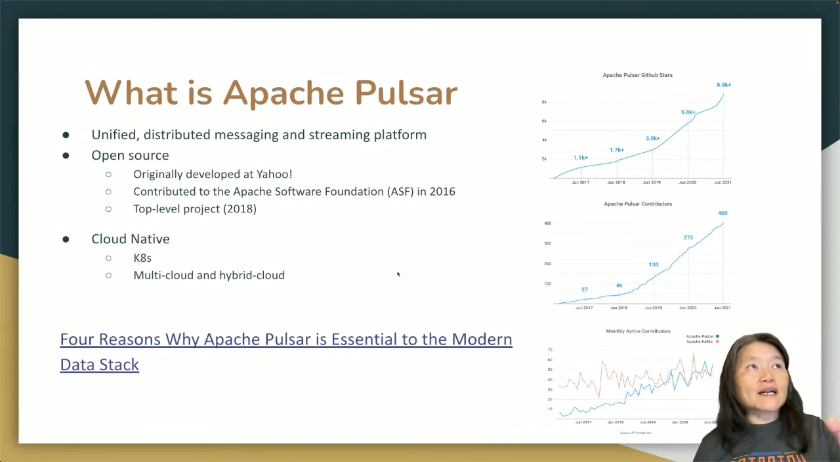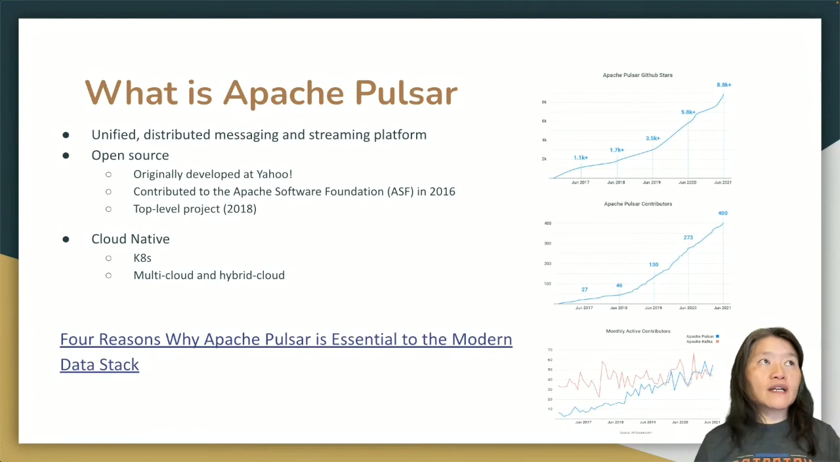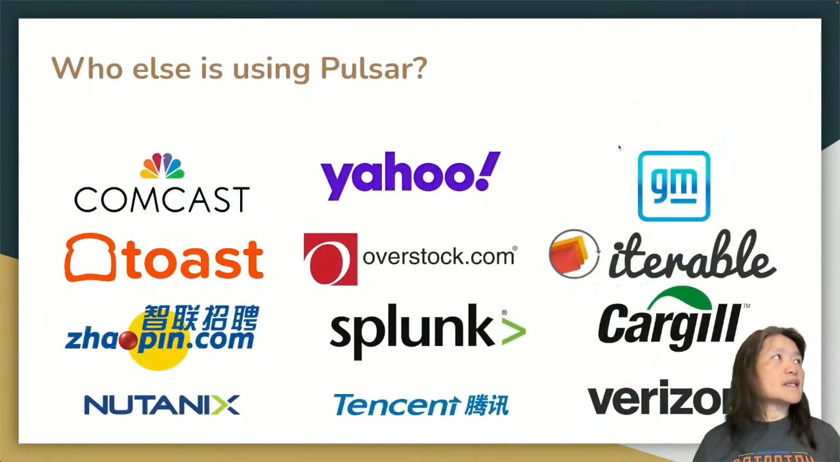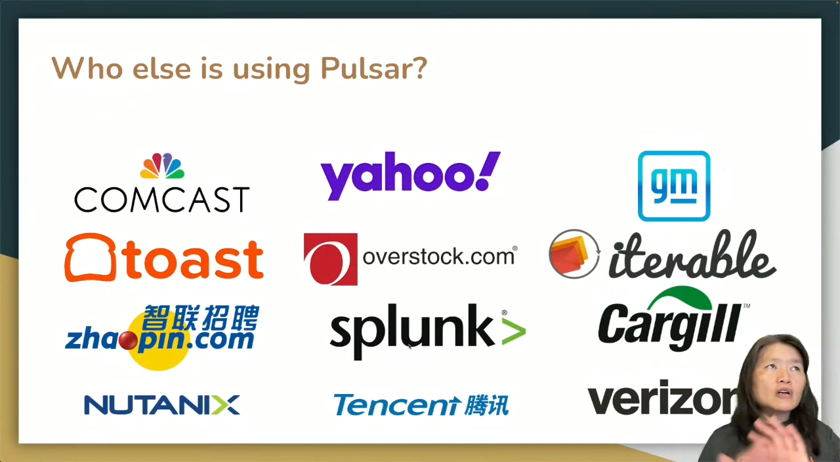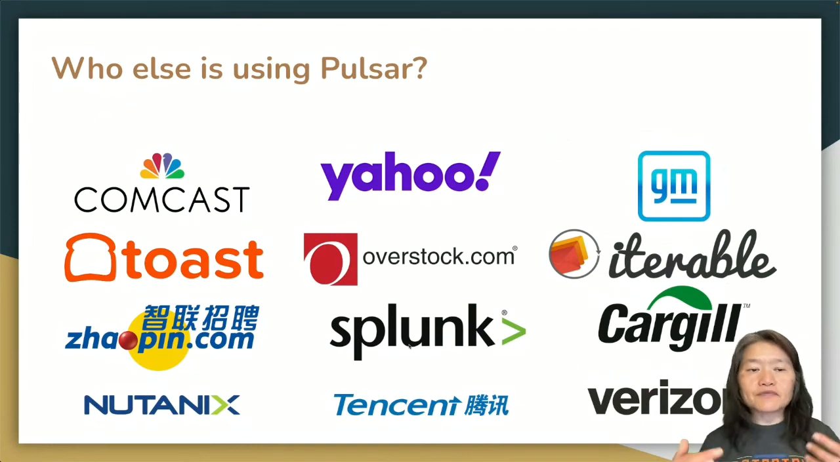Okay, so as you can see, in a couple of graphs that I'm showing you, the open source project is gaining popularity. There are more stars as time goes on, and more contributors, and monthly active contributors are also increasing. And who else is using Pulsar? As you can see over here, Yahoo, some teams in there are still using it, Verizon, Splunk, all of these too. An increasing number of companies are considering using Pulsar because it is very capable and robust and also able to run in the cloud very easily.